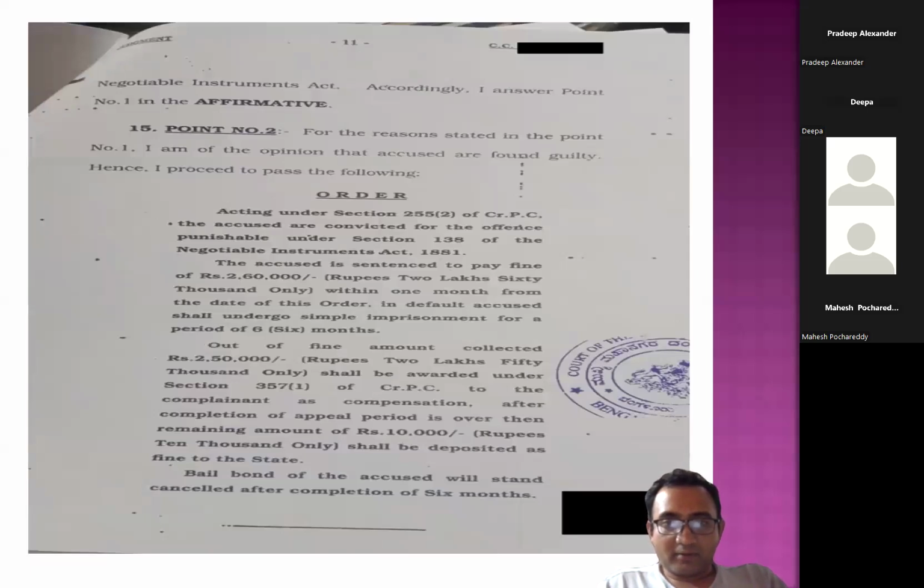Acting under section 255 of CrPC, the accused is convicted for the offense punishable under 138 of the NI Act. The accused is sentenced to pay a fine of rupees 2,60,000 only within 1 month from the date of this order. In default, the accused shall undergo simple imprisonment for a period of 6 months. Out of the fine amount collected, rupees 2,50,000 shall be awarded under section 357 of CrPC to the complainant as compensation. After the appeal period is over, the remaining amount shall be deposited as fine to the state. Bail bond of the accused will stand cancelled after completion of 6 months.